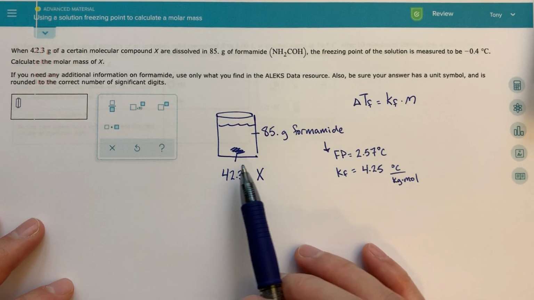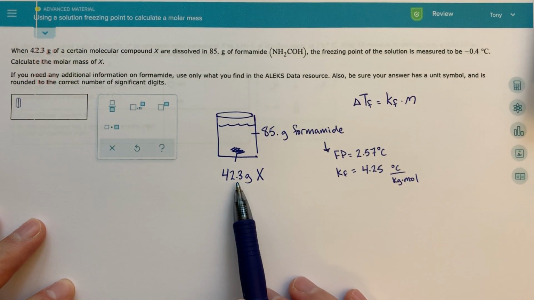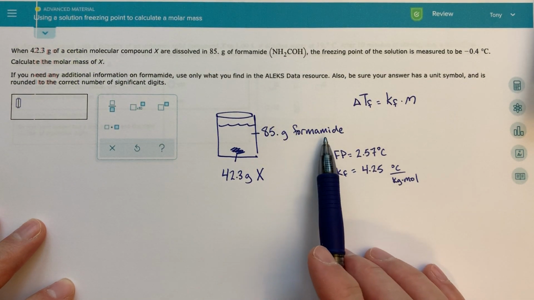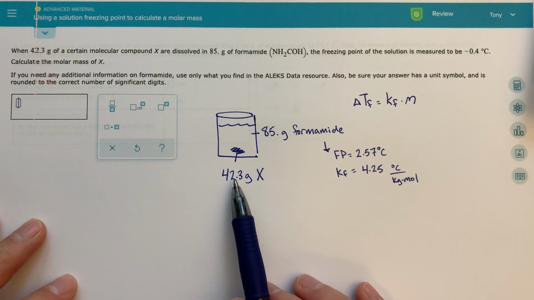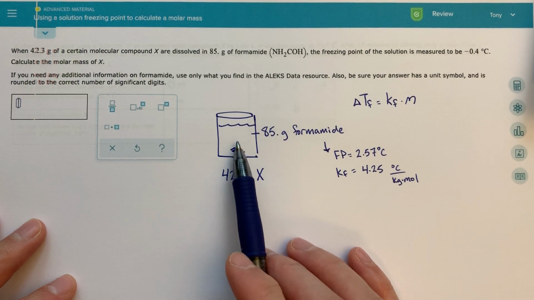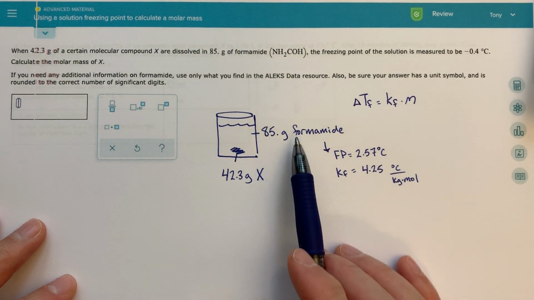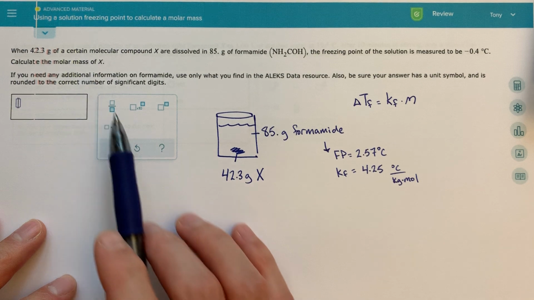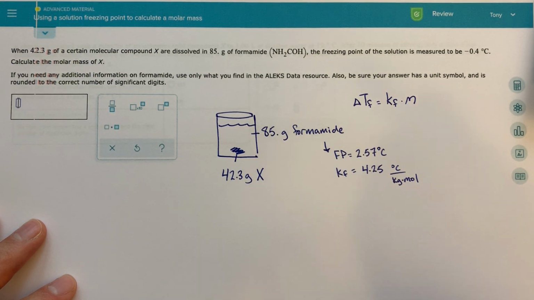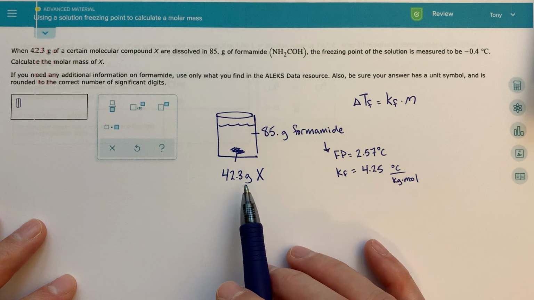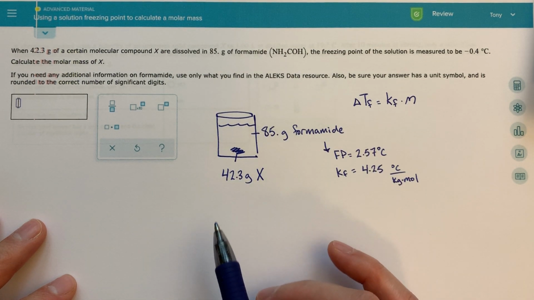In this case, we're told that 42.3 grams of a molecular compound X are dissolved in 85 grams of formamide. The key thing here is that we're dissolving this 42.3 grams, so maybe I've just added it here and now it's going to dissolve into my 85 grams of solvent. And this would be my solute. It's important that we're told that it's a molecular compound. That means we're not going to have to worry about a van 't Hoff factor. It's not going to dissociate into multiple pieces. It's just going to dissolve, which is important for the freezing point depression equation.